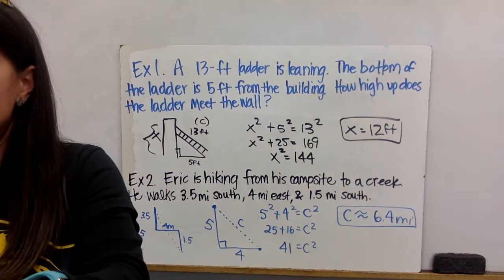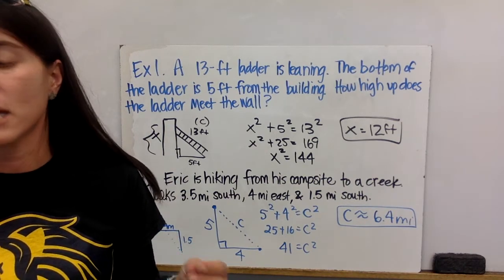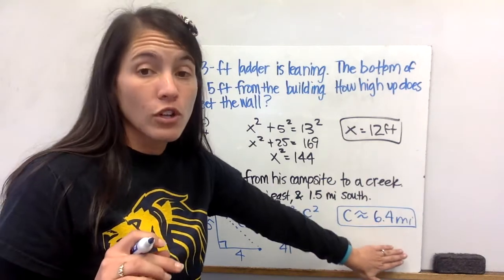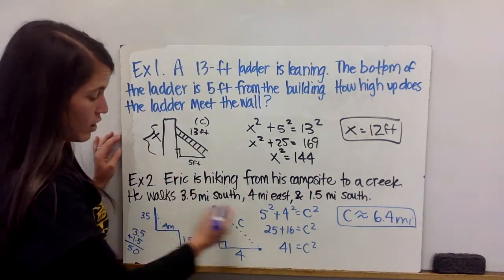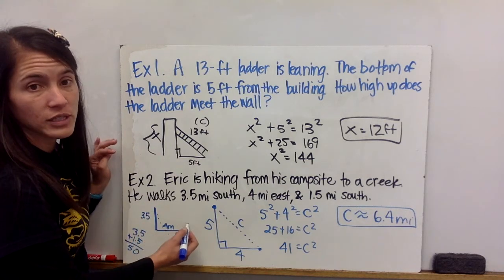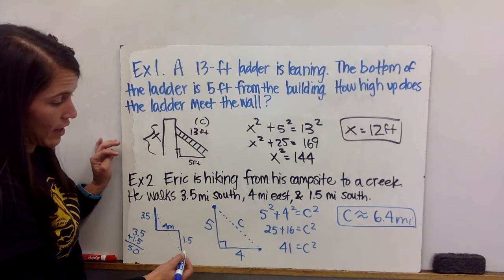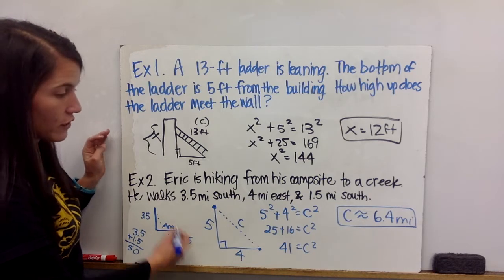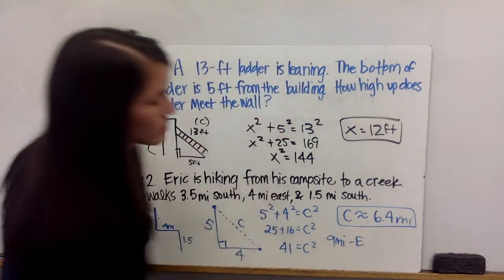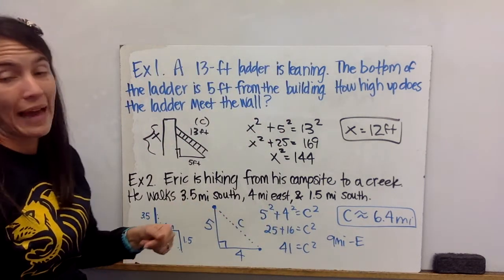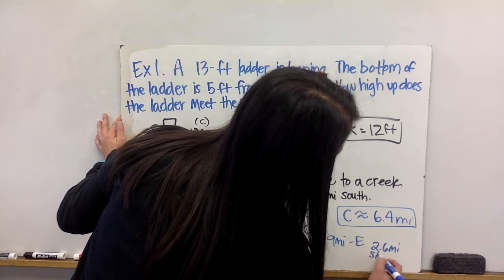And then the last question is, assume that the ground is flat. How much shorter is it to walk in a straight line than it is to take Eric's route? So if you were to go in a straight line, it would be 6.4 miles. But if you took Eric's route, you would have walked 3.5 plus 4, which is 7.5, plus 1.5. So altogether you would have done 9 miles. That was Eric's route. So we saved about 2.6 miles.